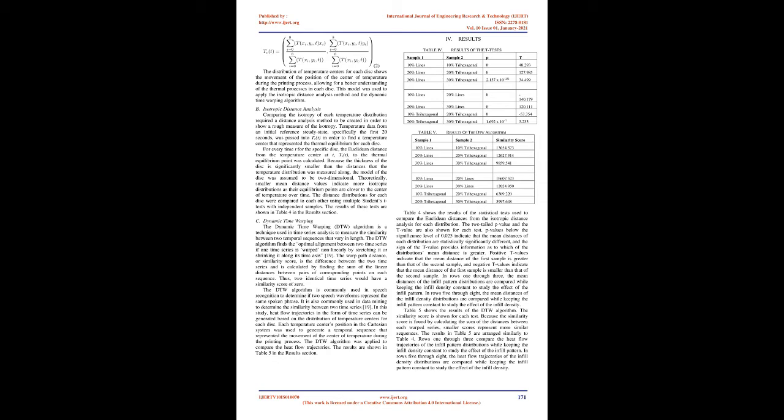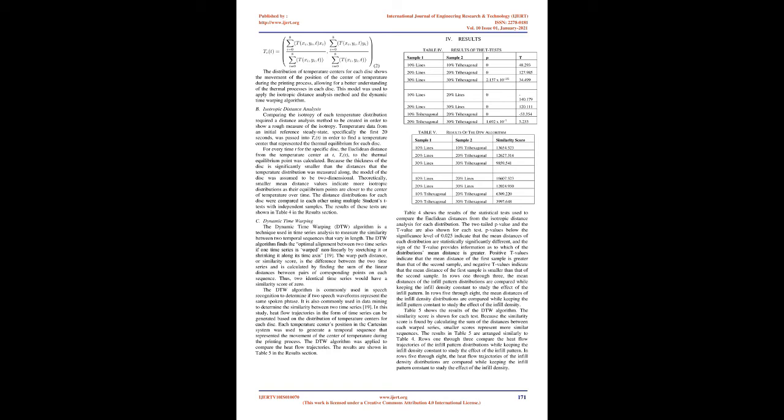Because the thickness of the disk is significantly smaller than the distances that the temperature distribution was measured along, the model of the disk was assumed to be two-dimensional. Theoretically, smaller mean distance values indicate more isotropic distributions as their equilibrium points are closer to the center of temperature over time. The distance distributions for each disk were compared to each other using multiple Student's t-tests with independent samples. The results of these tests are shown in Table 4 in the results section.